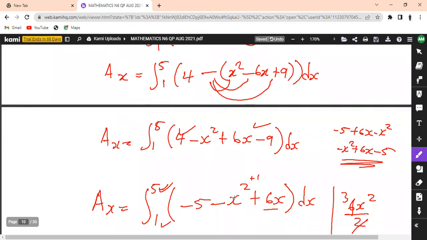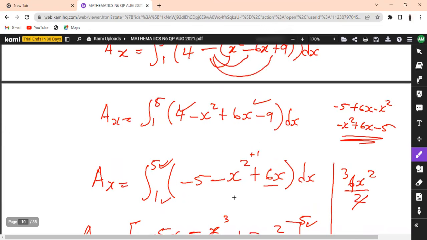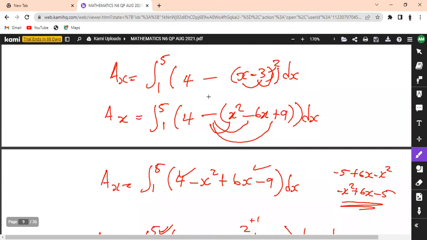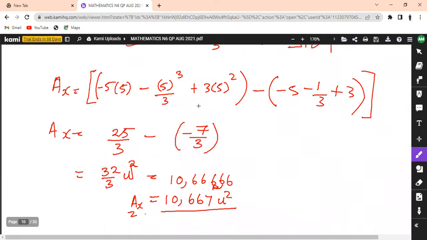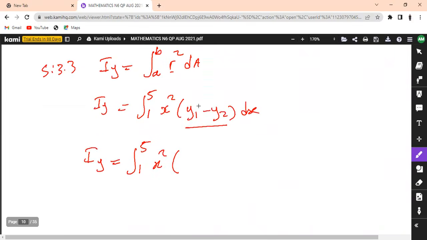Guys, I'm just going to take the part that we had after simplifying. Or we can just save it from the beginning, because some of us might want to have this from the beginning. So let me just save it. It was 4 minus x minus 3 squared, like this.